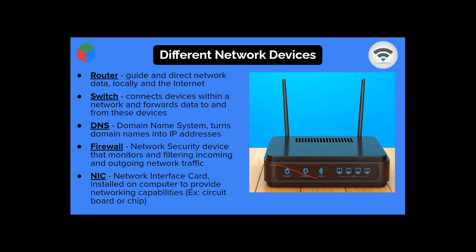And then the firewall, now we're getting into the security side of things. This firewall is going to monitor the incoming traffic going into your router to make sure there isn't any malicious data getting through, in or out. Now we have the network interface card, as we were talking about earlier. This actually allows a computer device to be connected to the Ethernet. If this chip wasn't installed on the computer, then where would you plug your Ethernet cable?